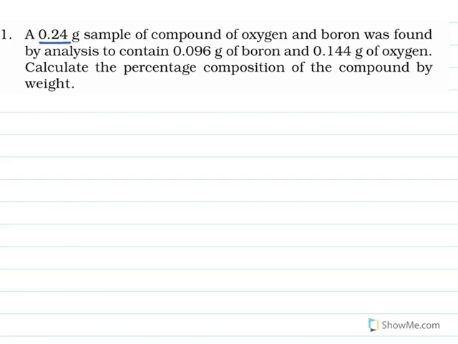A 0.24 gram sample of a compound of oxygen and boron was found by analysis to contain 0.096 gram of boron and 0.144 gram of oxygen. Calculate the percentage composition of the compound by weight. So first thing we see, the mass of the compound is 0.24.